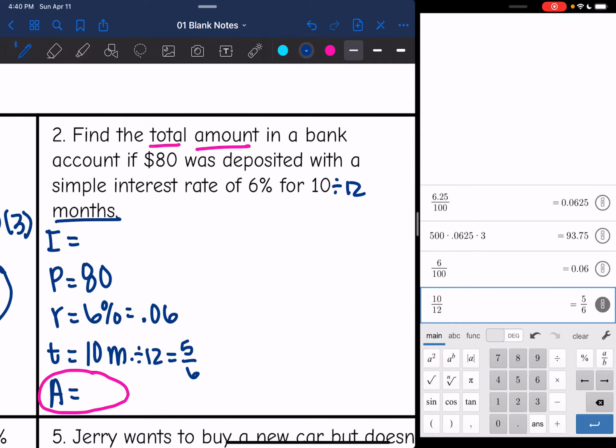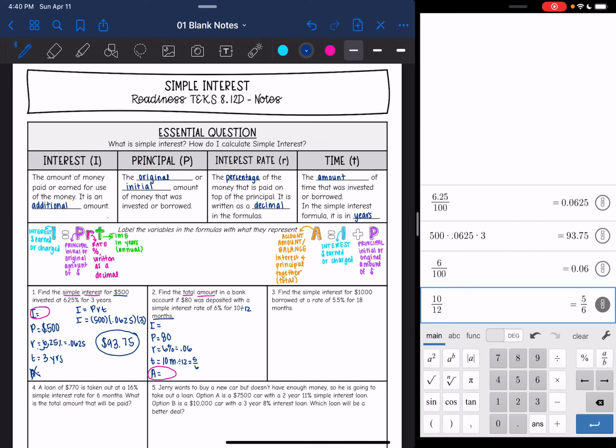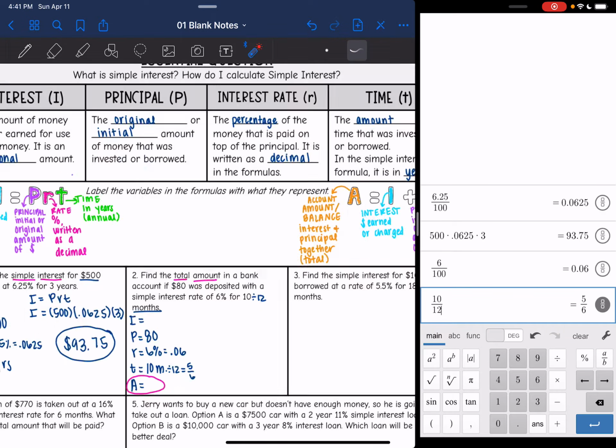Okay, so let's look at our formulas. They're asking for total amount. In order to find the total amount, I need the interest and the principal. I have the principal, but I don't have the interest. So let's find the interest first with I equals PRT, and then we will add the principal back to it.